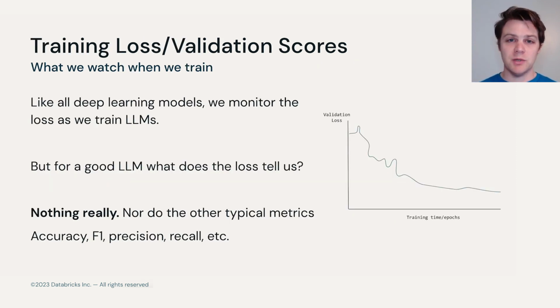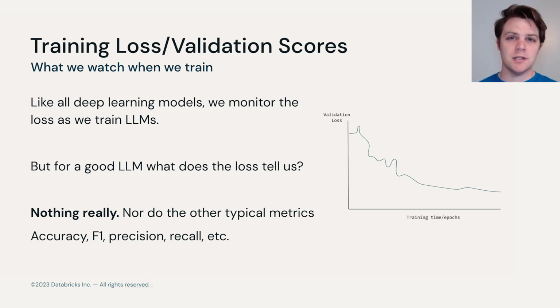Whilst we're training, of course, we do look at things like the loss or the validation scores as we go through the training process, as these are still deep learning models and they try to optimize some sort of loss function. But for a good large language model, what does the loss really tell us? Nothing really. Not really any of the traditional metrics you would see for some kind of binary classifier.